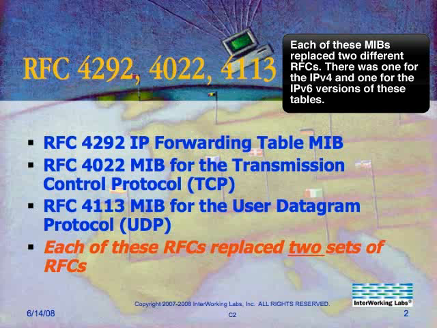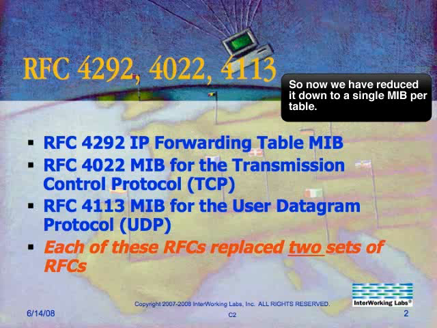Each of these MIBs replaced two different RFCs. There was one for the IPv4 and one for the IPv6 versions of these tables. So now we have reduced it down to a single MIB per table.